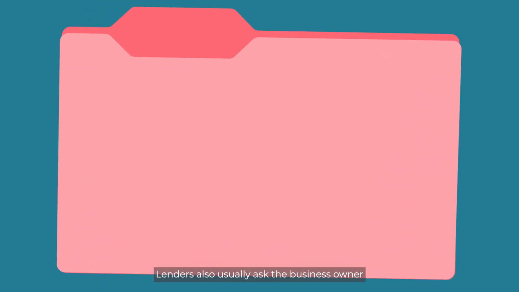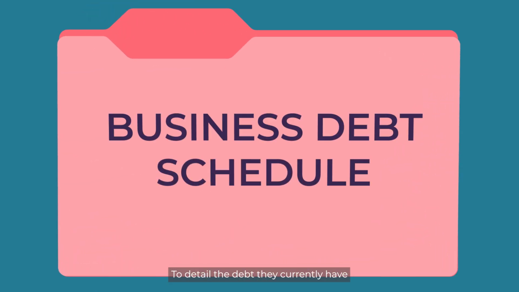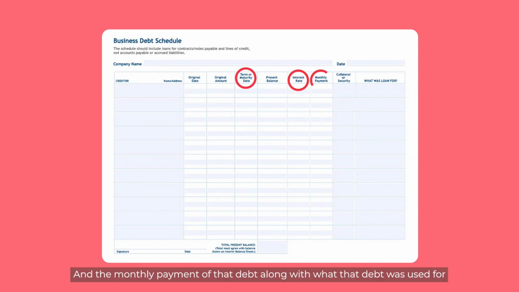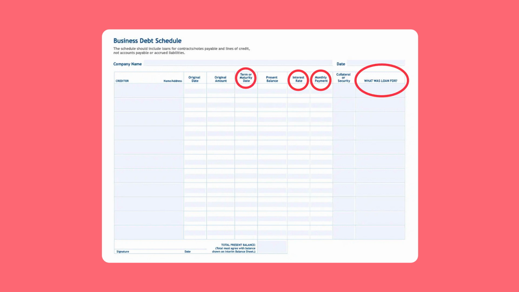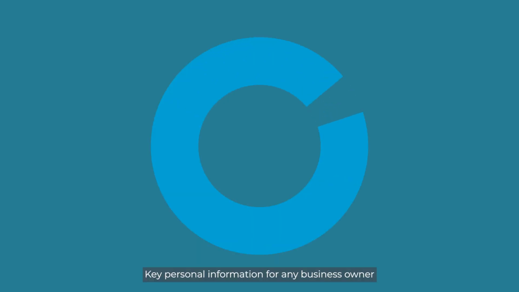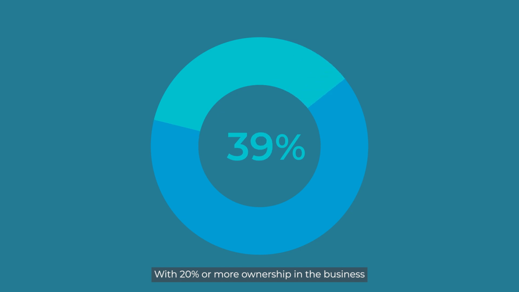Lenders also usually ask the business owner to detail the debt they currently have. They'll ask you to include the rate, the term, and the monthly payment of that debt, along with what the debt was used for. After requesting business information, your lender will also request key personal information for any business owner with 20% or more ownership in the business.